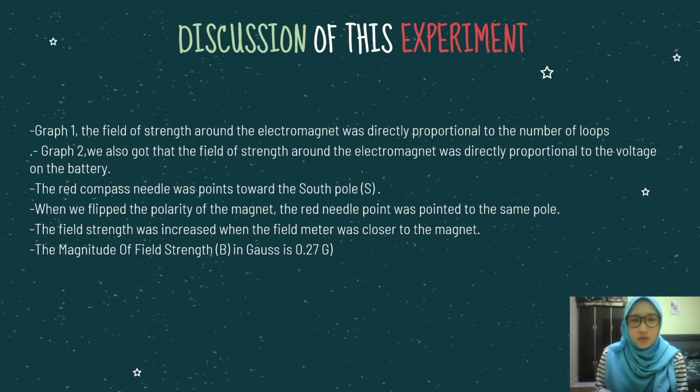We also got that the field strength increased when the field meter was closer to the magnet, and the magnitude of field strength in gauss is 0.27 gauss.